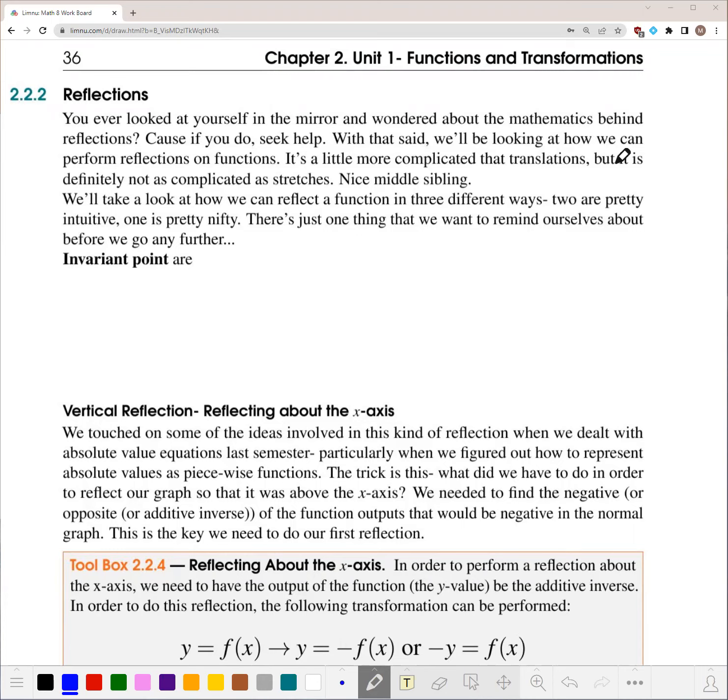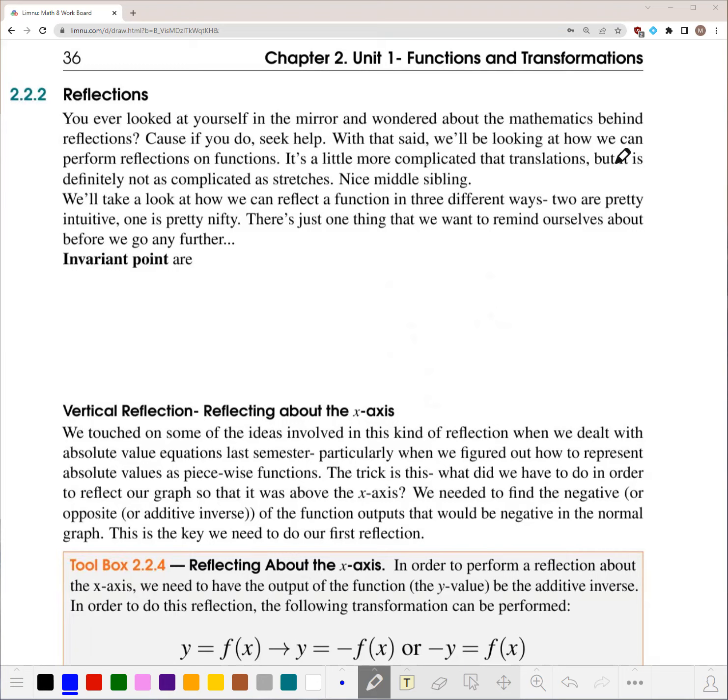Anyways, with reflections, it's a little bit of a new spin on things. Some people would probably say that this is a step harder than translations. I'd say most people. And then we get some really interesting things with inversions, which are kind of another sort of reflection, but it's not quite as tricky going from translations to reflections as it is to go, in my opinion, from reflections to stretches. So this will be sort of a step forward, but not a leap.